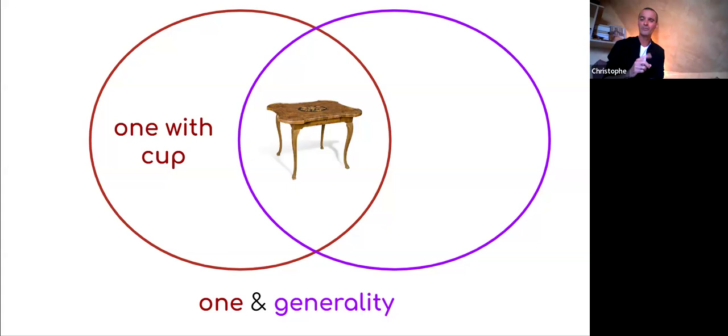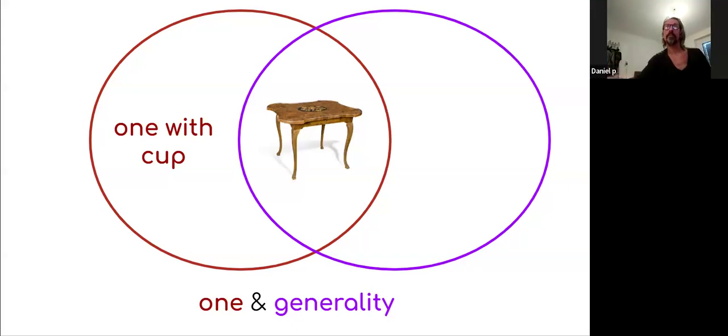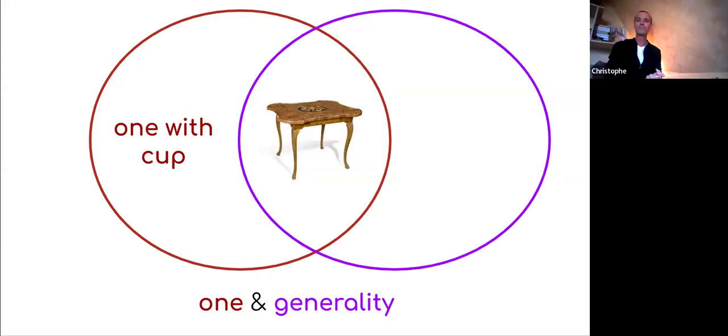We could even say the subject one with cup is not one with cup. The subject one with cup is different from cup. So one with cup in the whole universe has only one manifestation, yeah? Only cup is one with cup. So that's why one with cup is not a generality, but it is one.